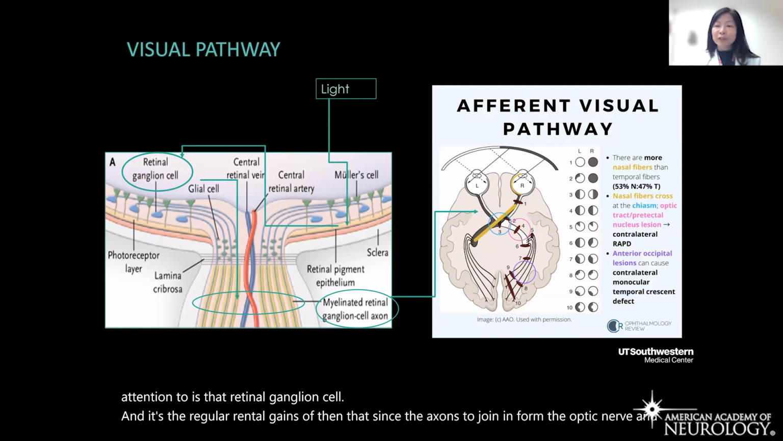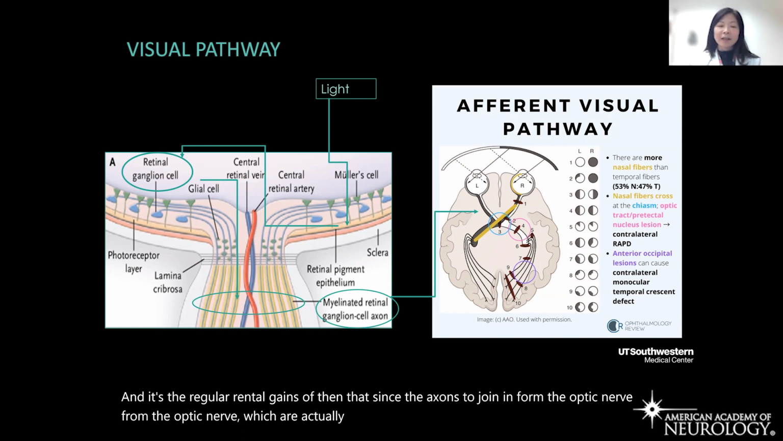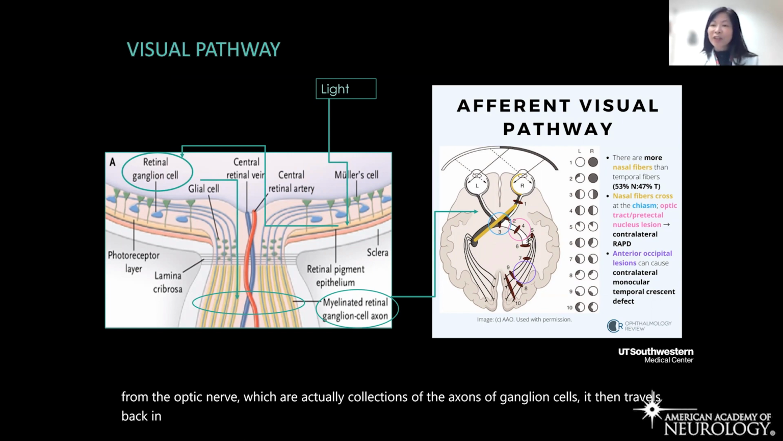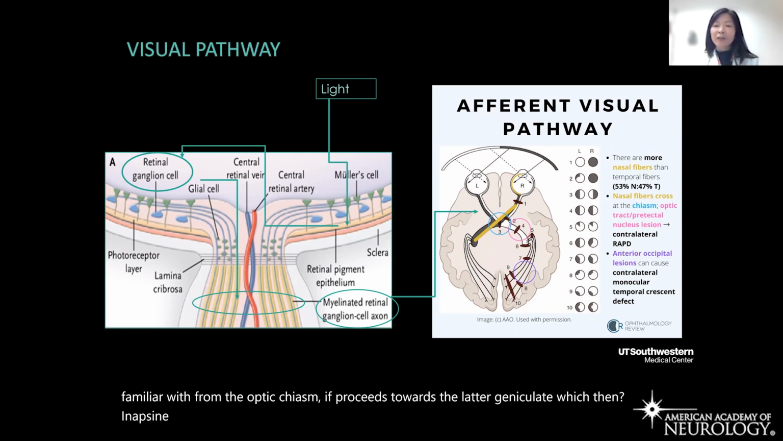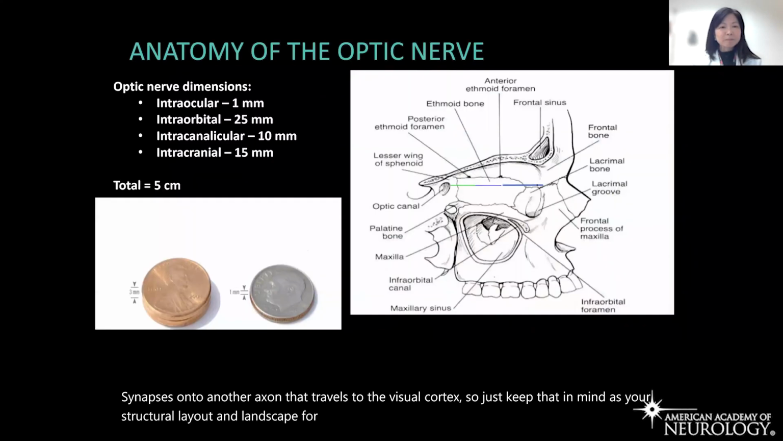And from the optic nerve, which are actually collections of the axons of ganglion cells, it then travels back and joins together on either side from each eye to form the optic chiasm, as you may be familiar with. And from the optic chiasm, it proceeds towards the lateral geniculate, which then synapses onto another axon that travels to the visual cortex. So just keep that in mind as your structural layout and landscape for the visual pathway.